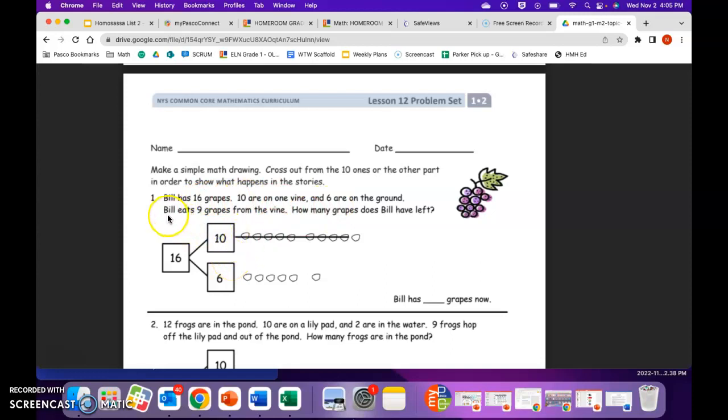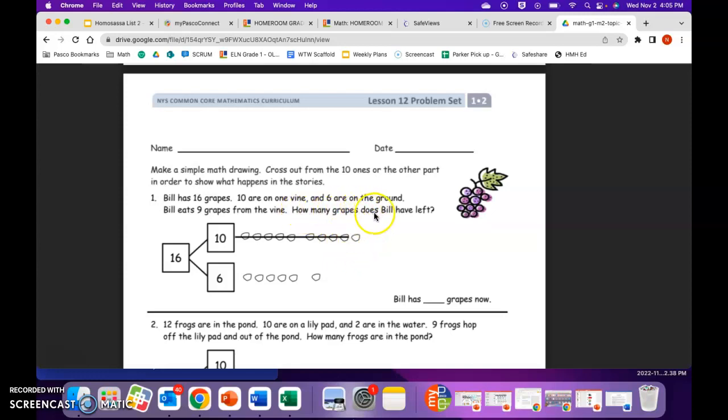Then your word problem says, Bill eats 9 grapes from the vine. So that's where this part comes in, and that's where we're going to be subtracting 9. So once you've put your numbers in your number bond, you're going to draw circles to match the number. So that's where they've drawn 10 circles right here. Pretend that this line doesn't exist right now. They drew 10 circles up here, and then they drew 6 circles down here. Well, Bill eats 9 of the grapes. So I want you to cross off 9 of these 10 grapes. You will see we know 9 plus 1 equals 10, so that's why there's 1 left over.